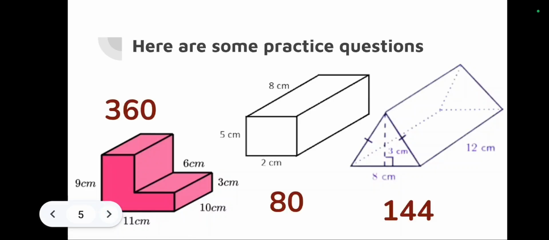Just to note, for the stair question, you had to find 9 times 11, which is 99, and then take away from 99 the 36, because 6 times 6 is 36, and then from there you work it out.